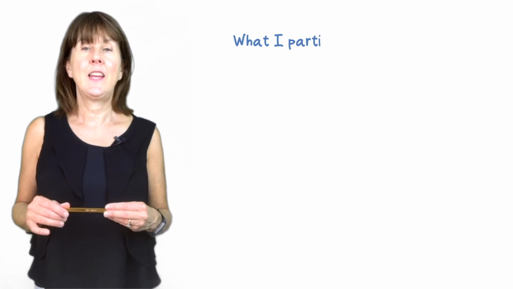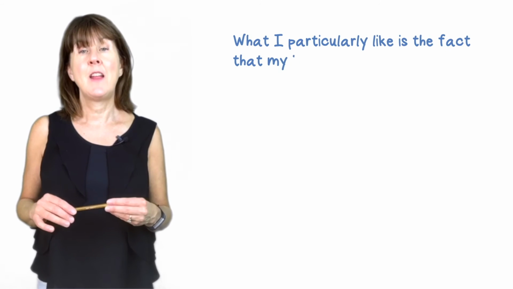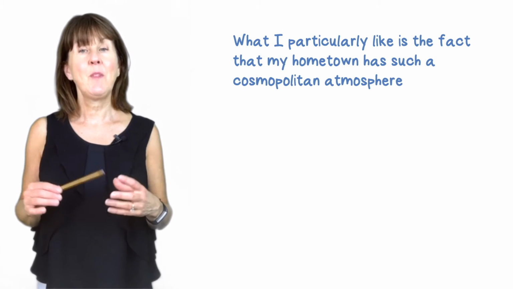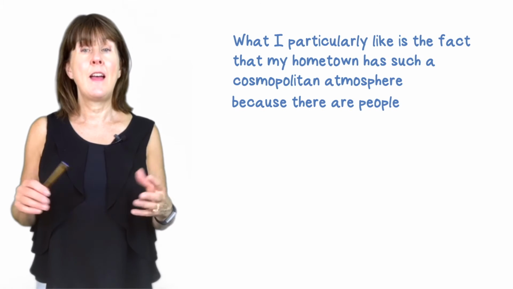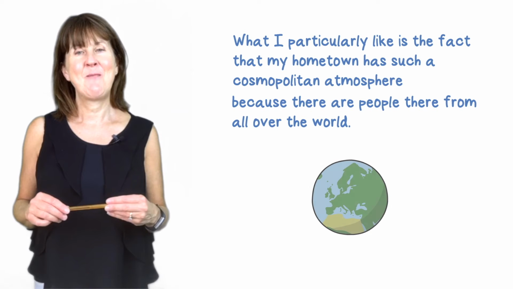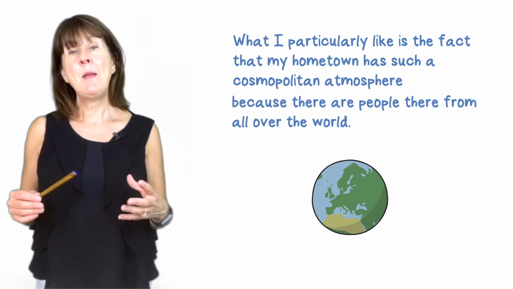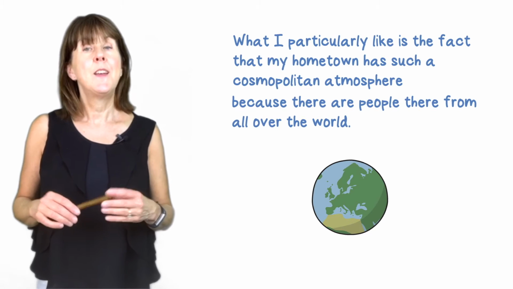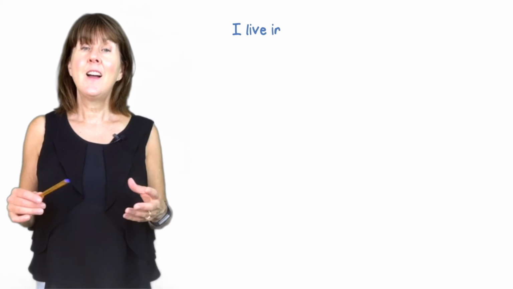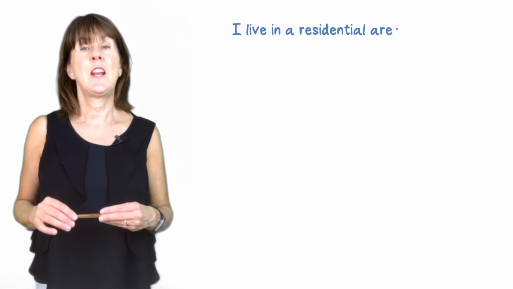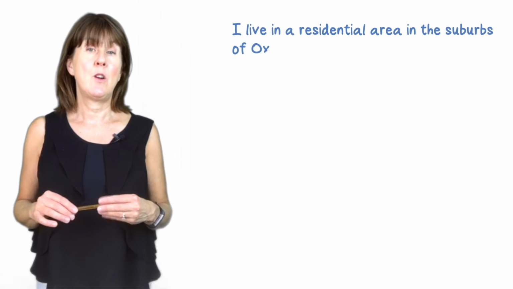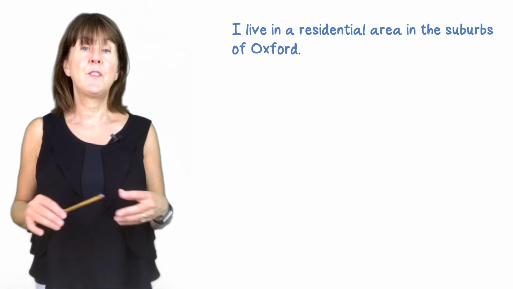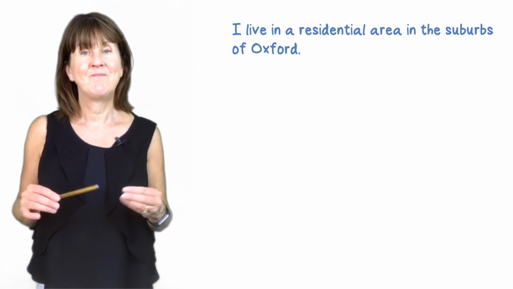What I particularly like is the fact that my hometown has such a cosmopolitan atmosphere because there are people there from all over the world. Or maybe you live in the suburbs or outskirts of a town or city. So you could say, I live in a residential area in the suburbs of Oxford. A residential area is a part of the city where people live.